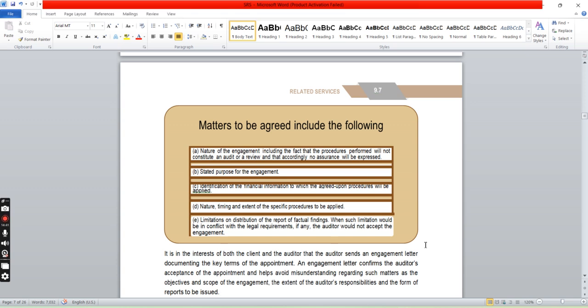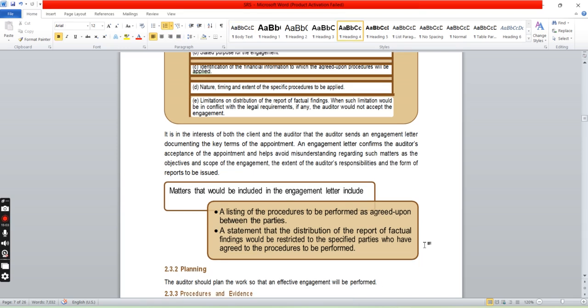Stated purpose, what is the purpose क्या है for the engagement? Identification of the financial information to which the agreed upon procedure will be applied. What will be the nature, timing and extent होगा, specific procedures to be applied, and limitation on distribution of report or factual finding. When such a limitation would be in conflict with the legal requirement, if any, the auditor would not accept the engagement.